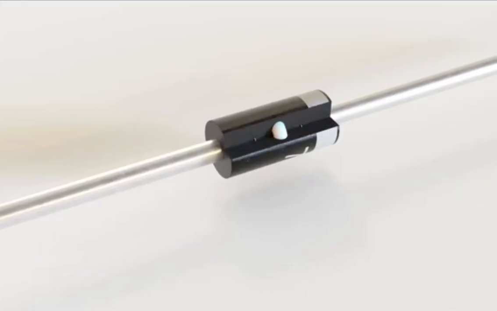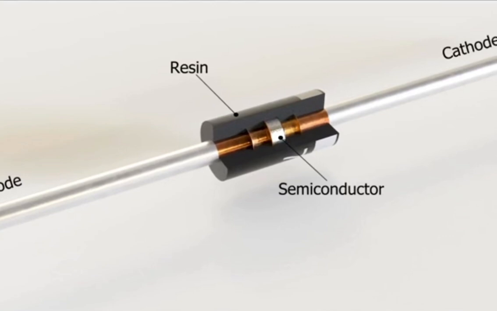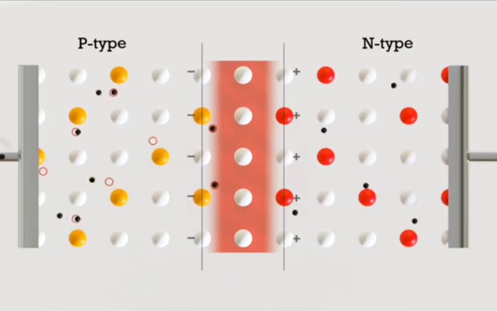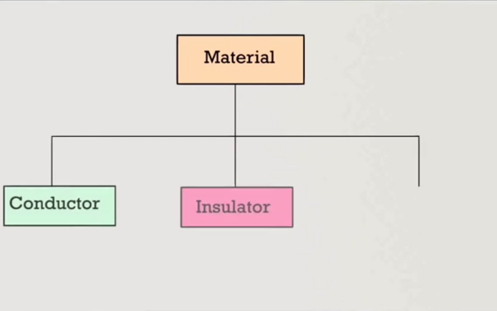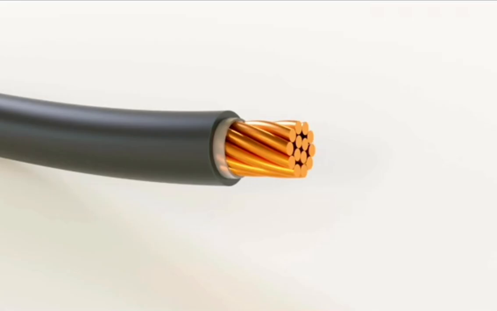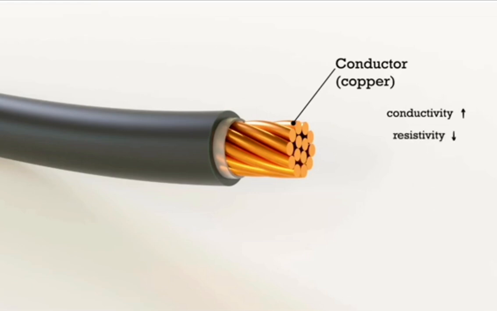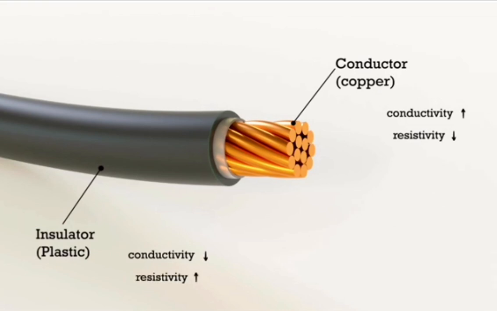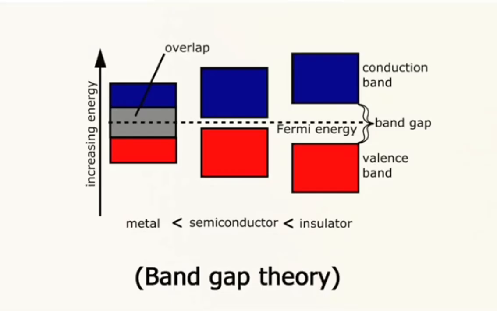The construction and working of a diode is based upon semiconductors and their properties. Before understanding a diode, we must first understand what semiconductors are. On the basis of conductivity, materials are broadly classified as conductors, insulators, and semiconductors. Conductors like copper have a very high electric conductivity and a very low electric resistivity. On the other hand, an insulator like plastic has a very low electric conductivity and a very high electric resistivity. The electric conductivity of semiconductors lies in between conductors and insulators.